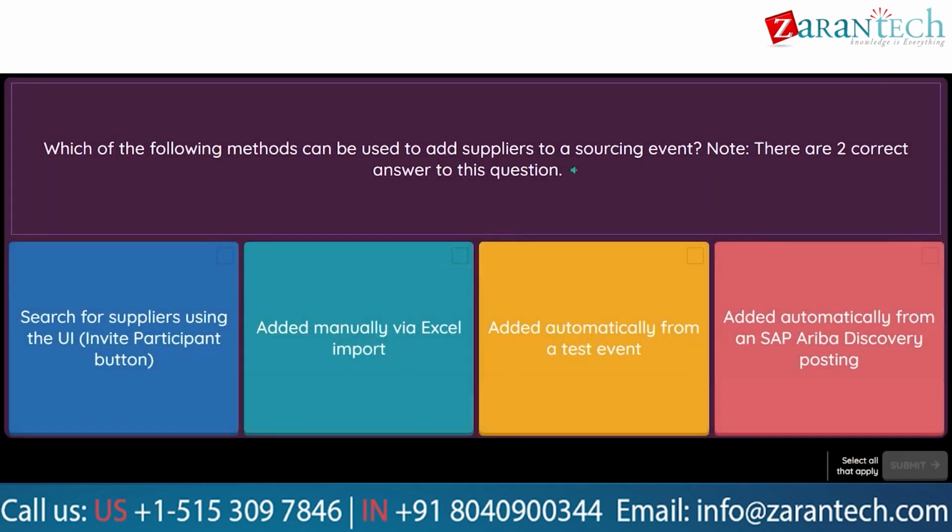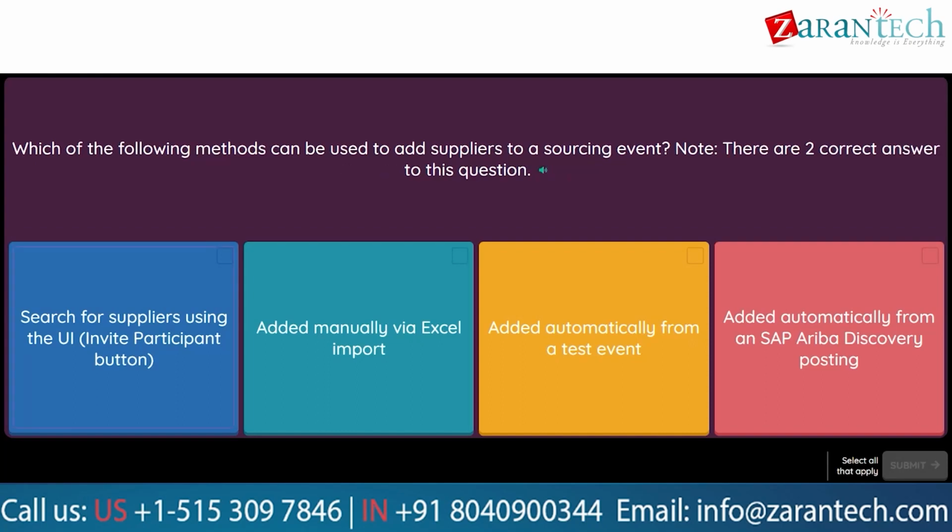Question: which of the following methods can be used to add suppliers to a sourcing event? Note: there are 2 correct answers to this question. Option 1: search for suppliers using the UI, invite participant button. Option 2: added manually via Excel import. Option 3: added automatically from a test event. Option 4: added automatically from an SAP Ariba Discovery posting.